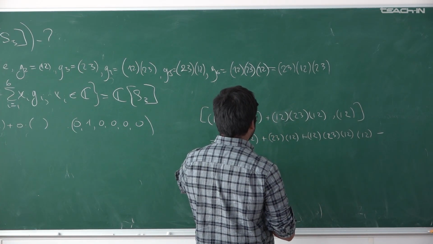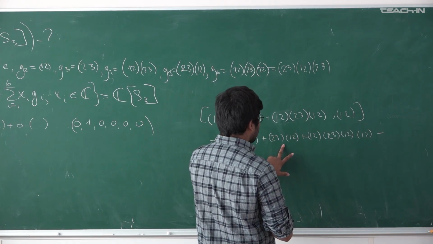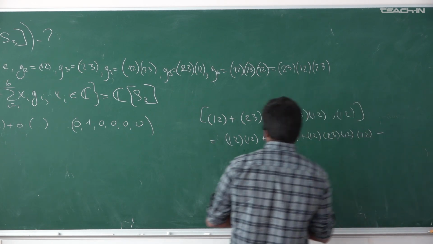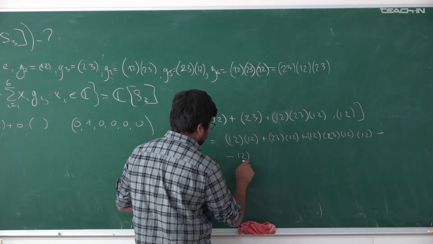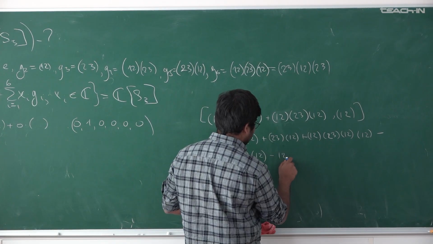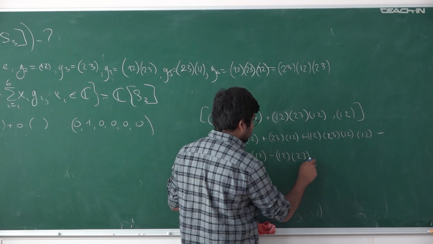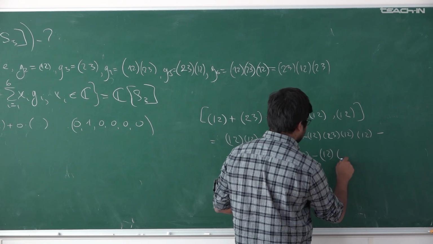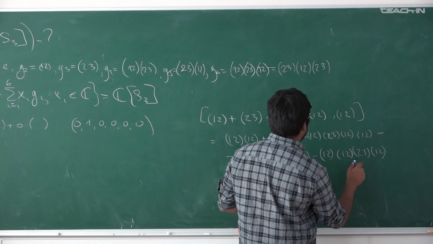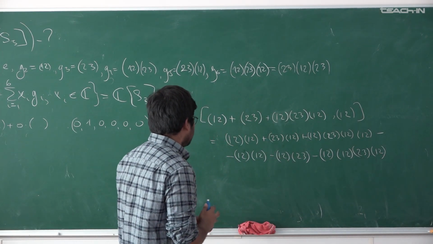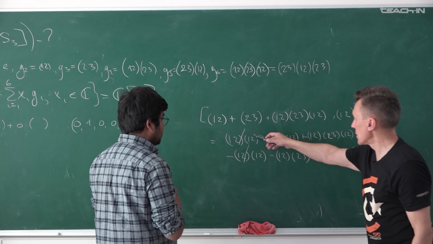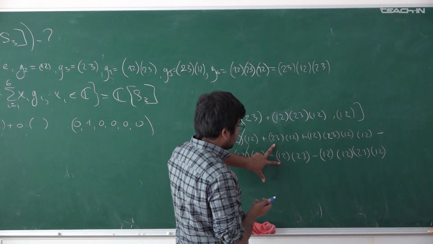So this will cancel. This will also cancel, and this will... Please write. It's always good to write it completely. 1, 2, minus 1, 2, 2, 3, minus 1, 2, 1, 2, 2, 3, 1, 2. So this and this will cancel. It's a unit element in both cases. Yes, 1. This will also cancel.